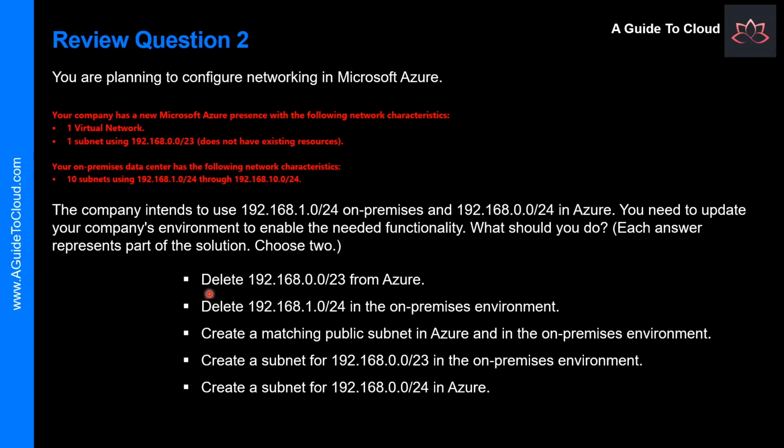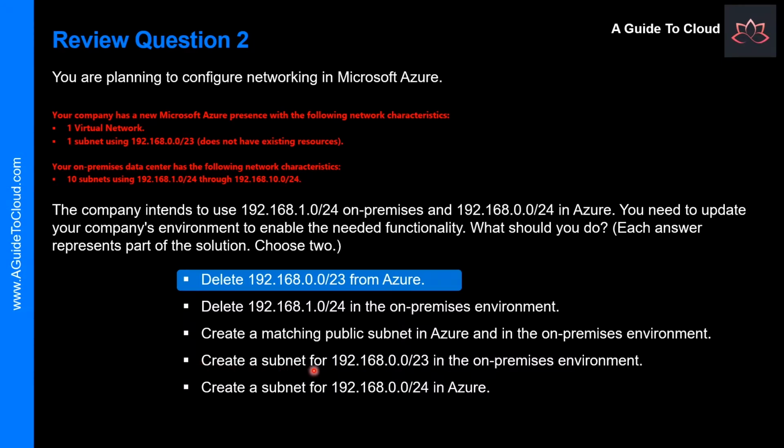So the first step we have to do is delete 192.168.0.0/23 from Azure, because it overlaps with 192.168.1.0, which is intended to be used for the on-premises. So that is the first step. And the second is we need to create a new subnet in Azure. So definitely not deleting the second one. The third option is create a mismatched public subnet in Azure and on-premises. That is not the right answer.